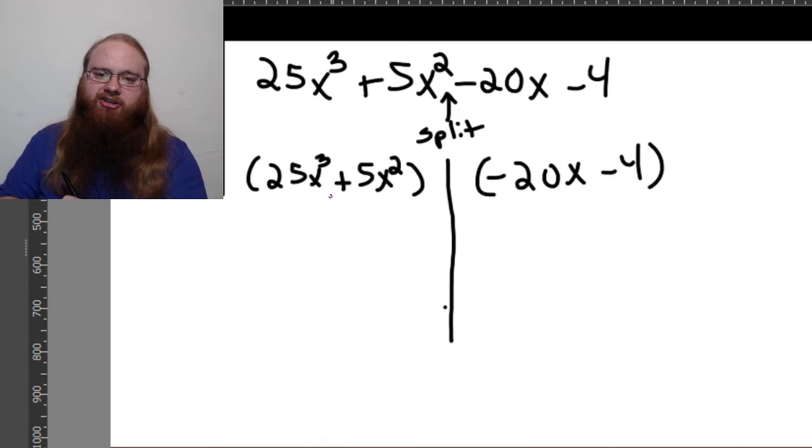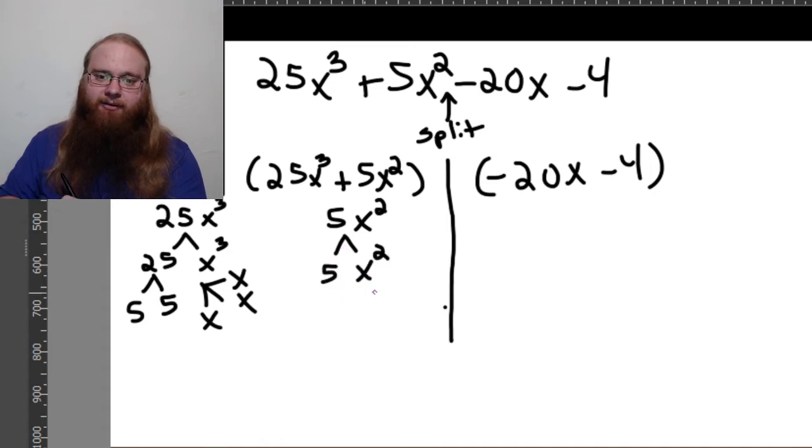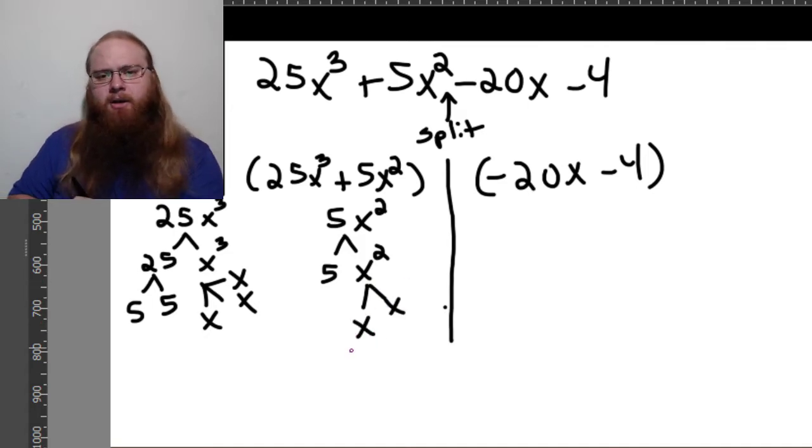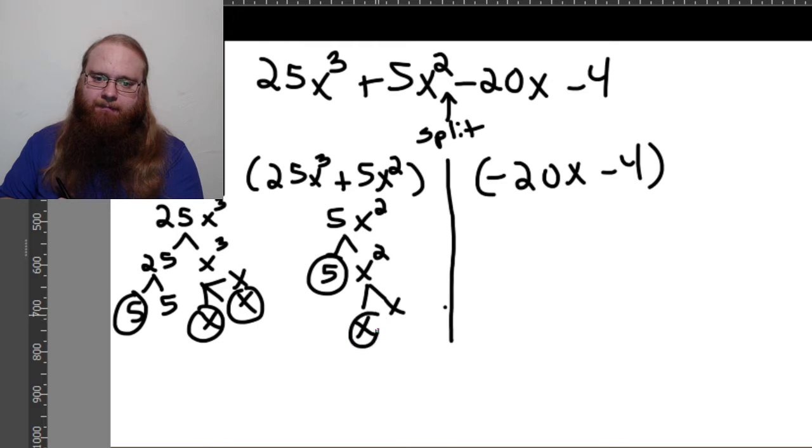So let's go ahead and factor the GCF out of this first binomial. So let's find our factors of 25x cubed. We're going to get 25x cubed, split this up to 5 and 5, and x cubed up to x, x, and x. Let's go ahead and factor 5x squared. We'll get 5 and x squared. 5 is already a prime number, so we can't factor it anymore. So we're just going to split the x's up. So they have a 5 in common, and they have two x's in common.